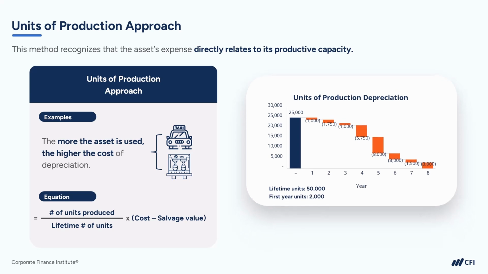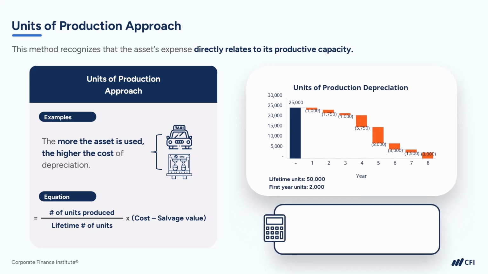The first thing we need to do is calculate a percentage of widgets this year versus total widgets. So if we take 2,000 for this year divided by the total of 50,000 over the useful life of the equipment, that works out to 4%. In other words, we're saying we should expense 4% of the asset in the first year. Now, 4% of 25,000 works out to 1,000, which will be the year's depreciation expense.